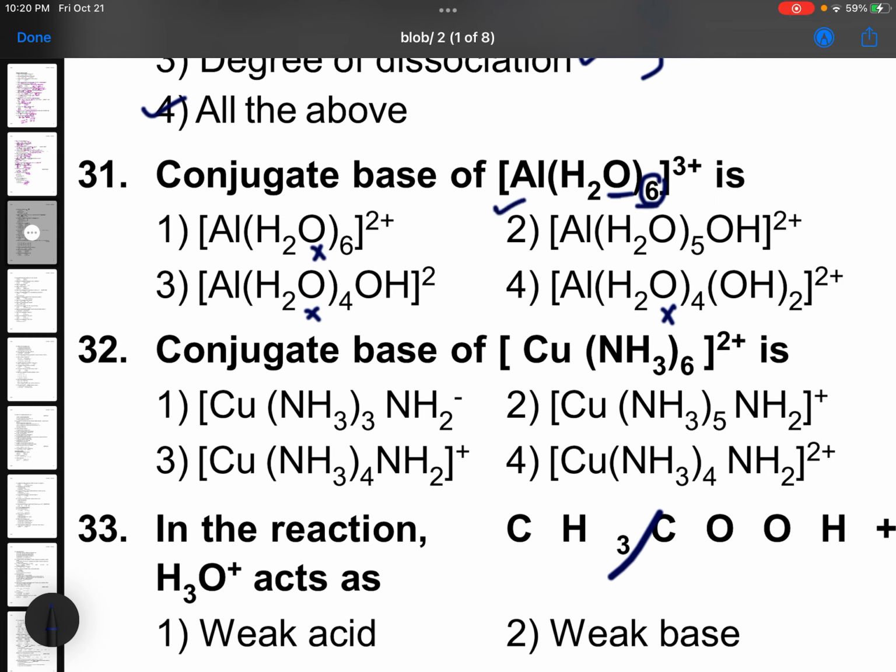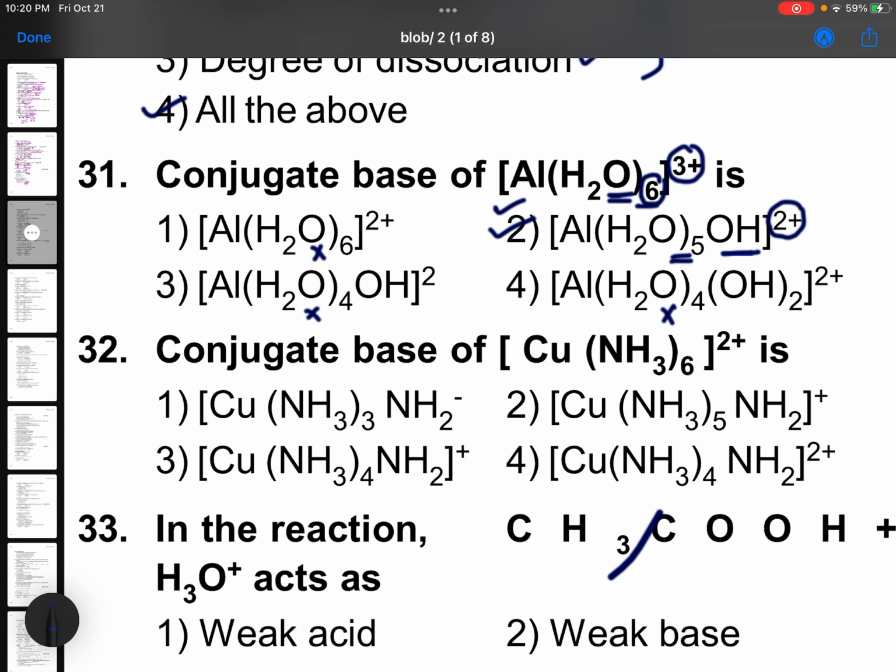See, 6 are there, so you kept 5 as it is. From one water molecule, you removed H plus. Okay, this plus 3 will become plus 2 because one H plus has gone out. Conjugate base means one proton should be less.